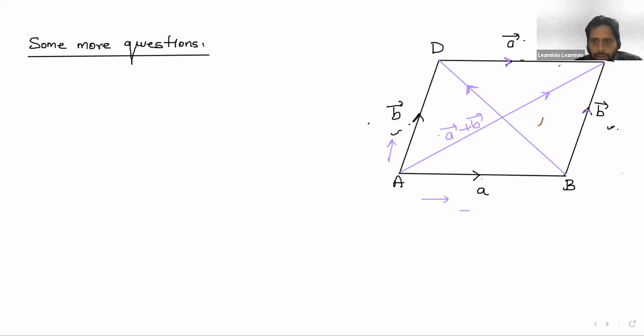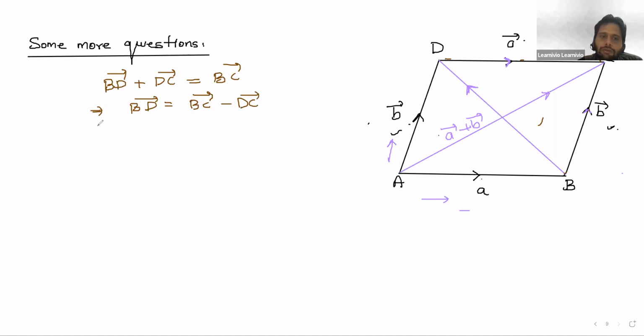Check this triangle BDC. So you are going from here, then you are going here. That means you are going BD, then you are going from DC, and this is equal to going directly from here to here, that is BC. So BD is equal to BC minus DC. BC is B, DC is A. So it is B minus A. So this diagonal will be B minus A.